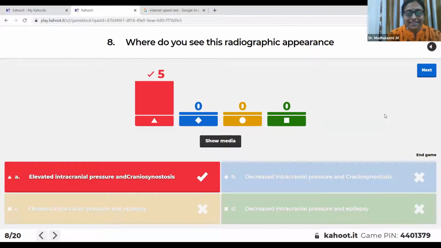Wow, all 5 right? It's called beaten copper appearance, and you see it obviously in elevated intracranial pressure. This is because of the increased pressure, the internal surface of the skull wall gets disfigured, and it gives this kind of an appearance. It's most commonly seen in hydrocephalus as well as any kind of craniosynostosis.